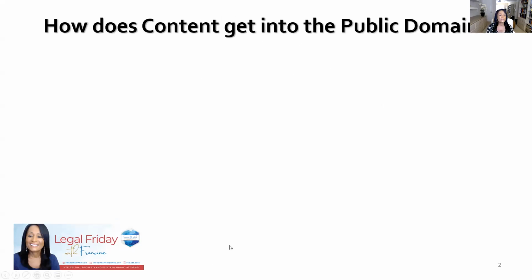So how does content actually get into the public domain? Well, number one, if something was generally published prior to 1925, you can almost rest assured that it's in the public domain. However, the operative word is generally. It's always a good idea to double check.